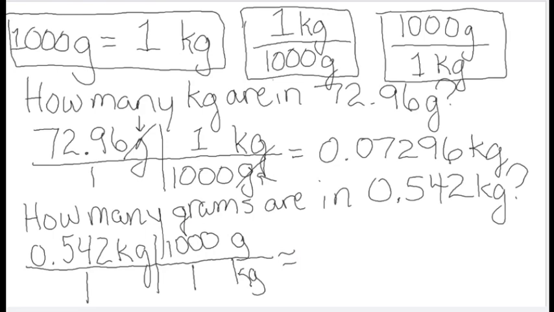So this time you're going to multiply 0.542 times 1,000 divided by 1, and it gives me an answer of 542 grams. My given has 3 significant figures because this is a leading zero that's never significant, and my answer has 3 significant figures, so we're all good.